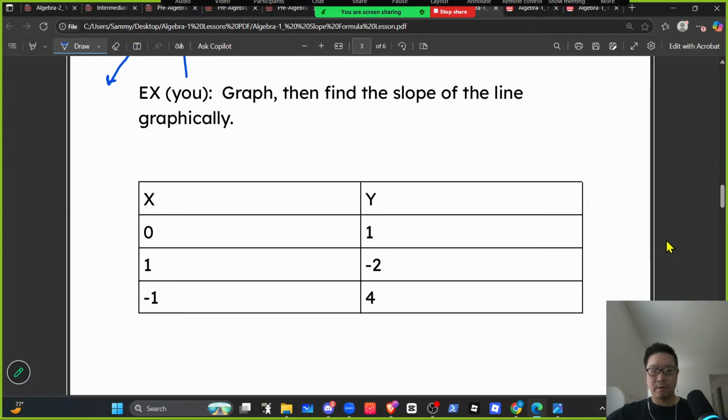Okay. So here's an example that I want you to try. Go ahead and do it and let me know when you're done.